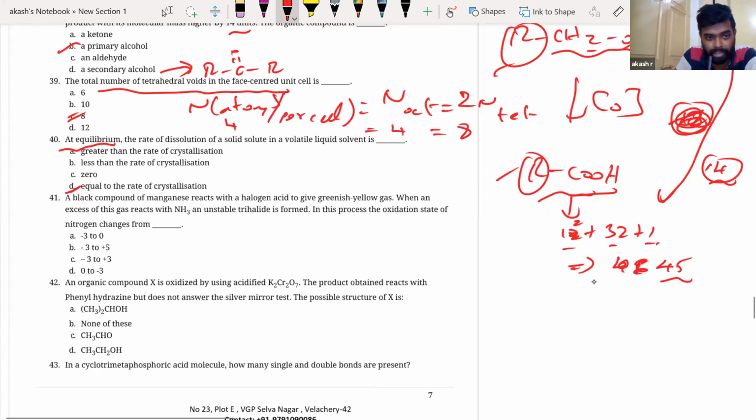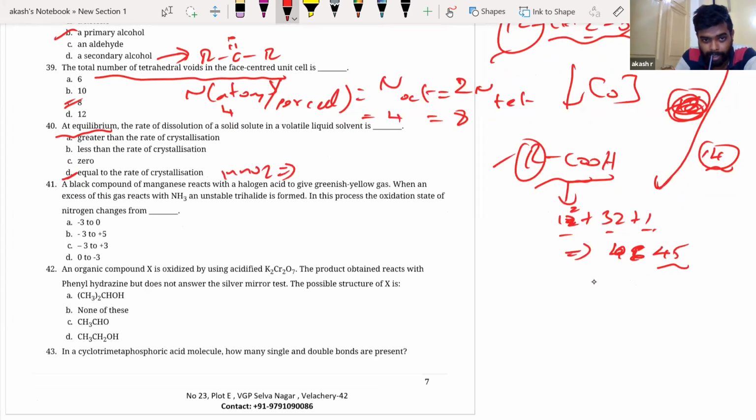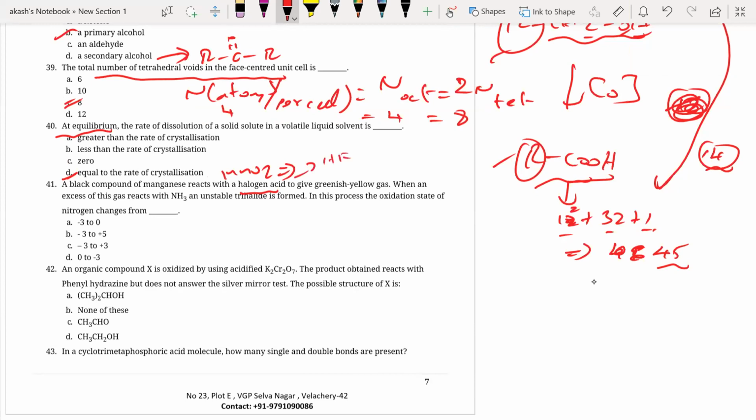When the excess of gases reacts with NH3, an unstable trihalide is formed. In this process, the state of nitrogen changes from... So the halogen acid is HCl, I think, because HCl will give a greenish yellow gas. If I take HF, F when liberated does not give greenish yellow gas. It's chlorine that gives green, correct. So it should be HCl, right?